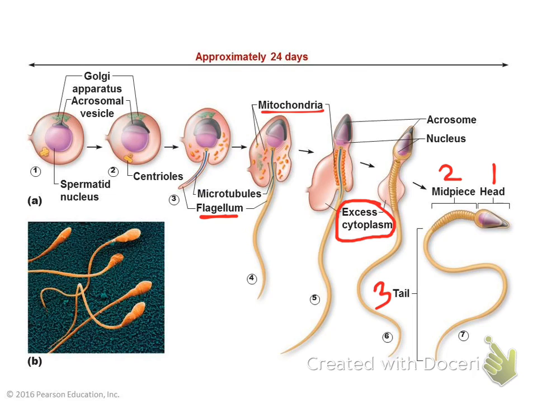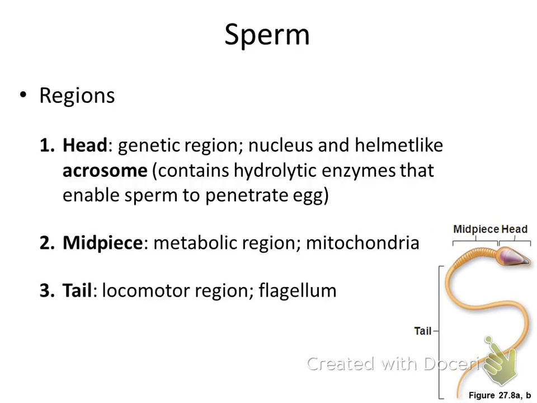And what do we find in the head? The nucleus, the genetic material, the DNA's in there. And that's not the only thing. Notice it looks like it's got a little cap, the acrosome. We care about the acrosome because it's filled with enzymes that are going to help the sperm penetrate the egg so that it can deliver its DNA to the egg, or oocyte. And I gave you the wording for all of that stuff on this last slide.